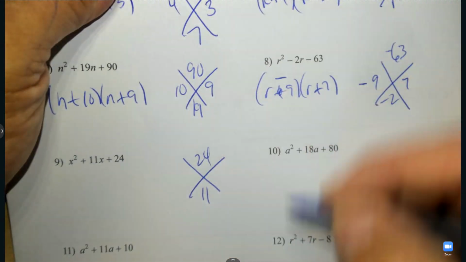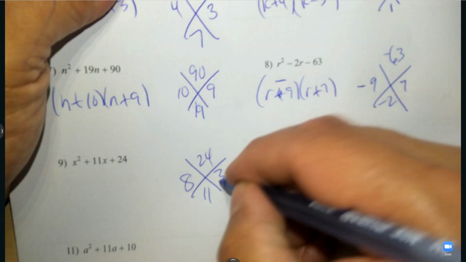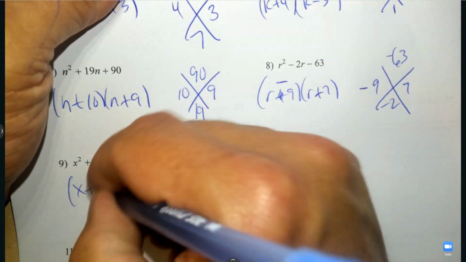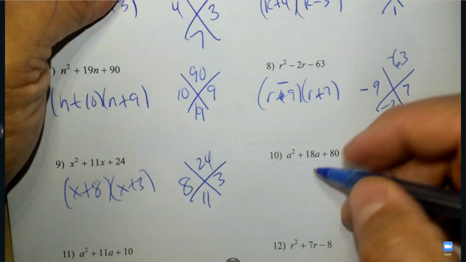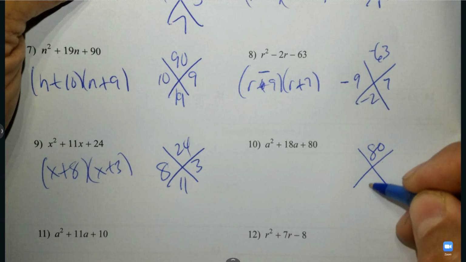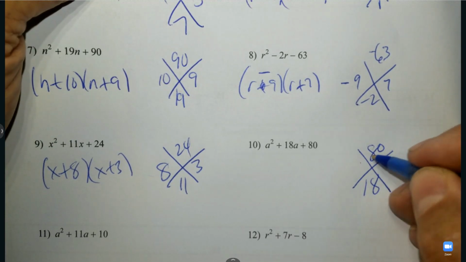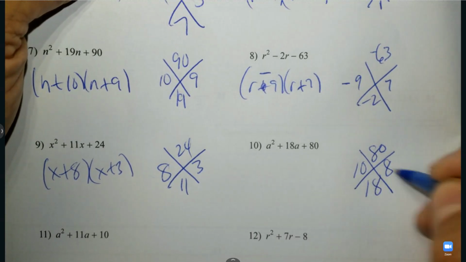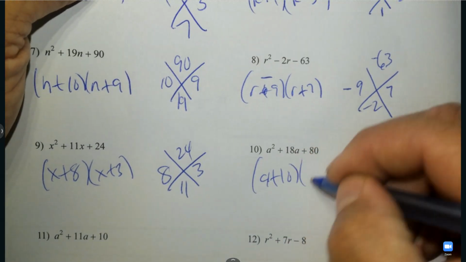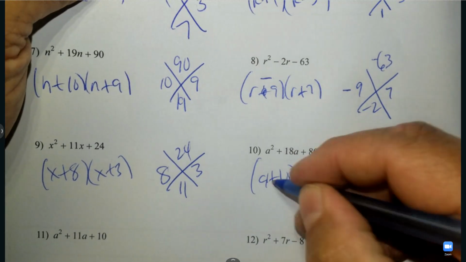Again, press pause, set it up, find the two numbers that work. So two parentheses, that's plus 8 and plus 3. Again, set this up, press pause. Two numbers that work, that multiply here. That's 10 times 8 and add up to 18. That's an x.